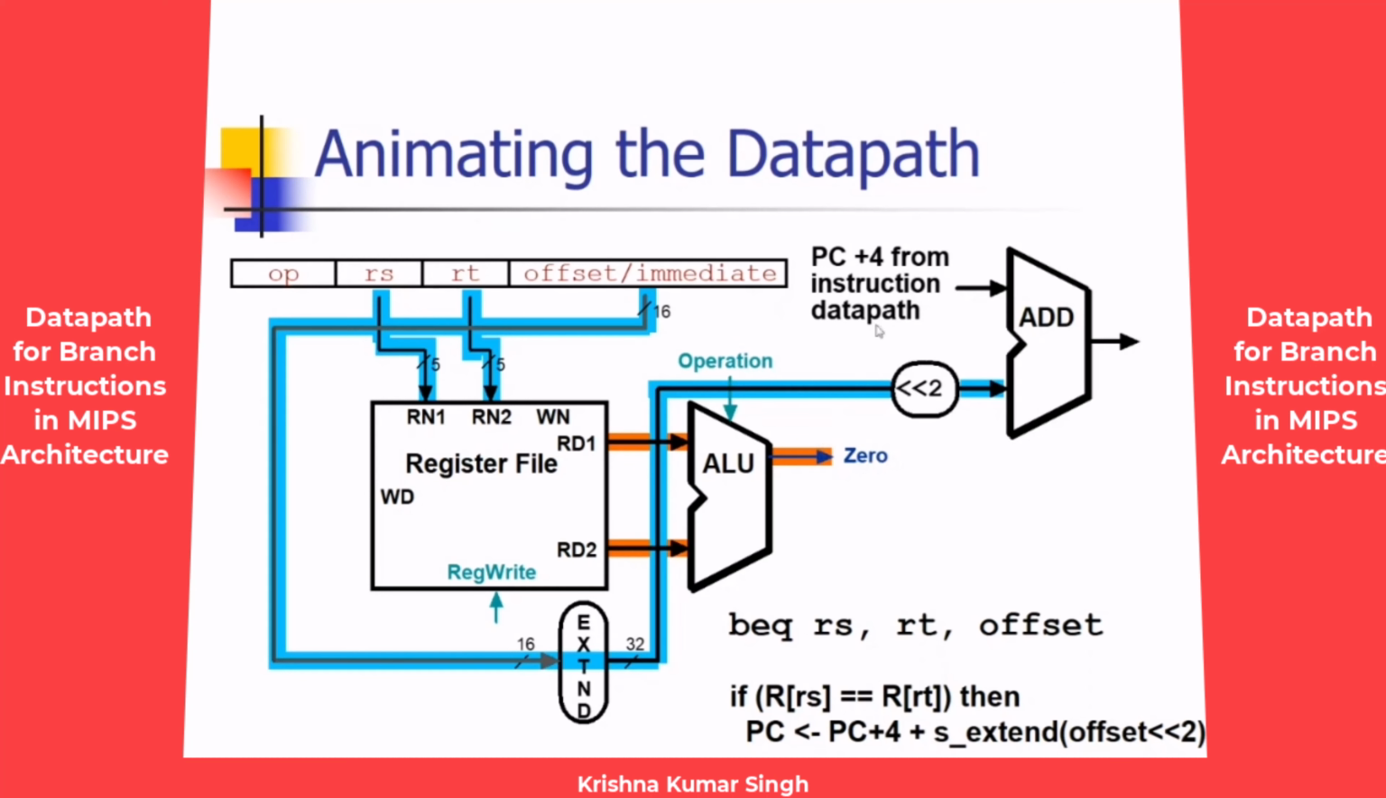So if the zero flag is true, then we will move to the target address if the instruction is branch equal. So this address and the current value of the program counter will be added together to determine the address. And this address should be loaded back into the program counter.